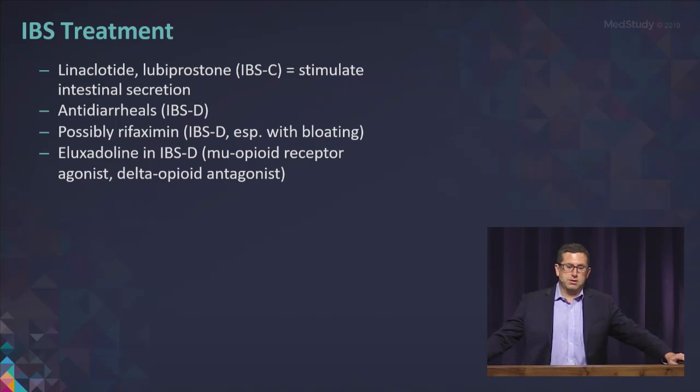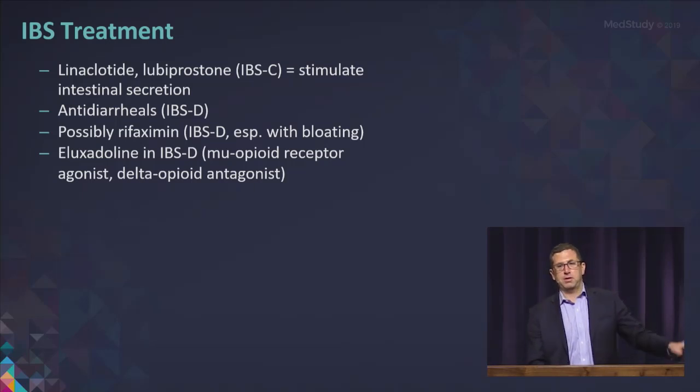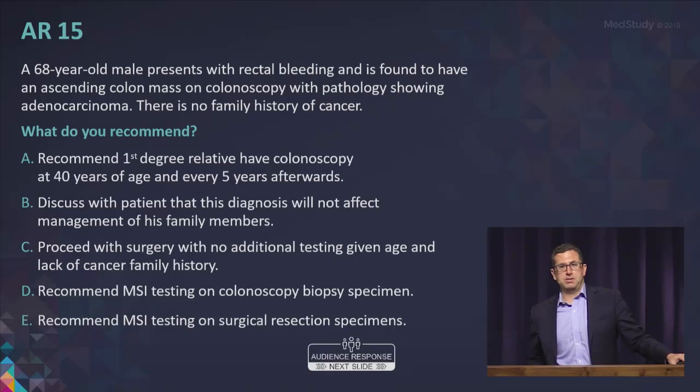So really, for IBS-D with bloating in combination, rifaximin is very useful. And then there's eluxadoline, which is a new mu opioid receptor agonist and delta opioid antagonist that's used specifically in IBS-D. So again, there are a variety of these different medications and treatments, and you have to tailor them to whether the patient has IBS-C or IBS-D.